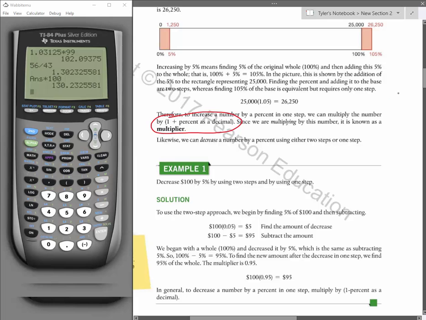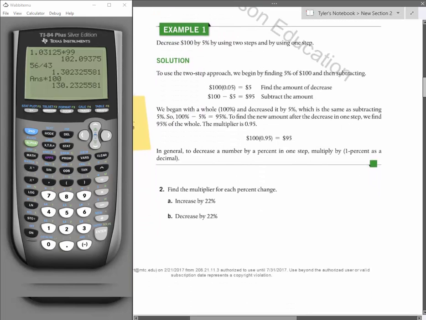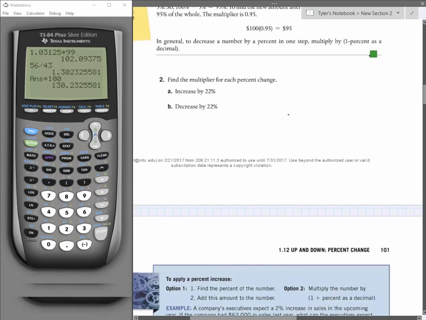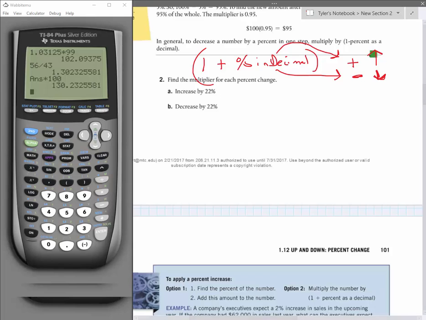So let's work through this a little bit. Number 2 is a good example of this. Remember, to find a multiplier, you're going to take 1 plus the percent in decimal form. We want to think of positive as a percent increase, and use negative if the percent is decreasing. So if you have a percent increase, you make your decimal positive, and if your number is decreasing, we're going to use a negative for the decimal.